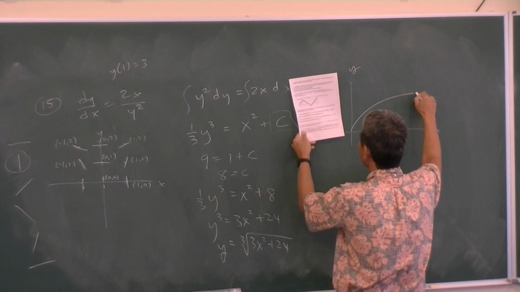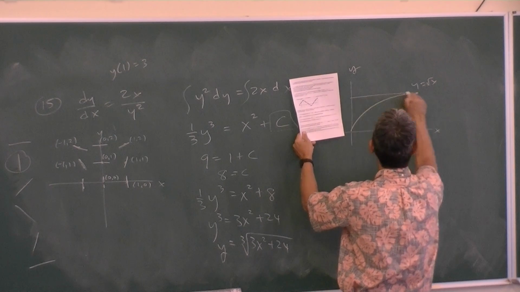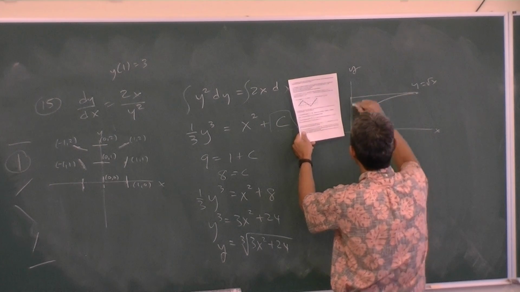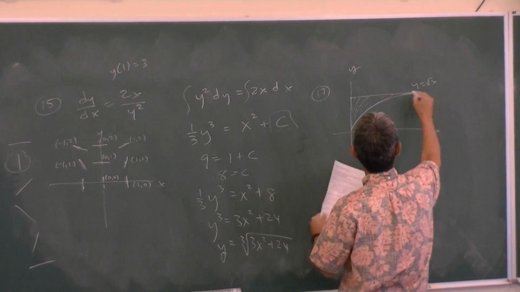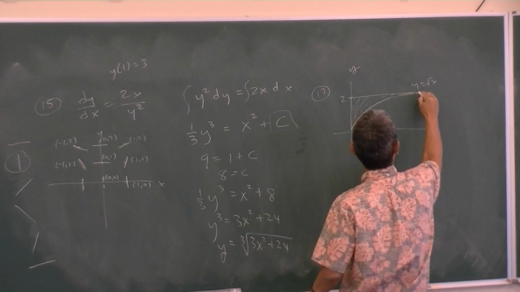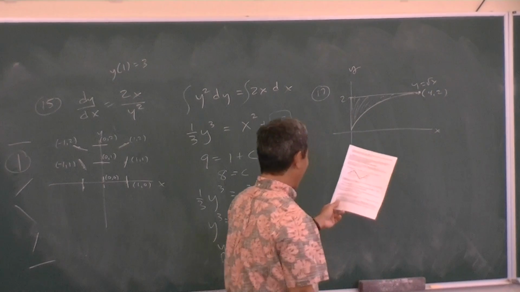Okay, y equals root x. How many times have I used this year? Y equals 2, and the y-axis right here. So this is the region right here. Anyway, just by inspection, what is this point right here? 4, 2, right?